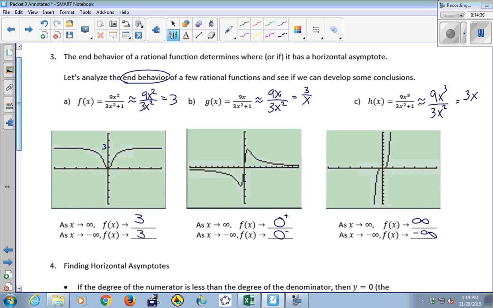In this example, I got 0. Okay, that's the other option. I could get a constant or I could get 0. You get 0 in this example because the degree of the denominator is bigger than that of the numerator. So after I did my reducing, I was left with an x in the denominator, which makes the whole fraction go to 0. And in the third example, the degree of my numerator was bigger than my denominator. So after I reduced, I still had an x in the numerator, which made everything just blow up. No asymptotes.